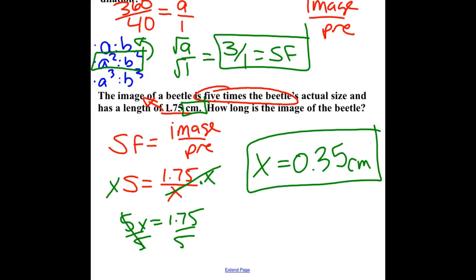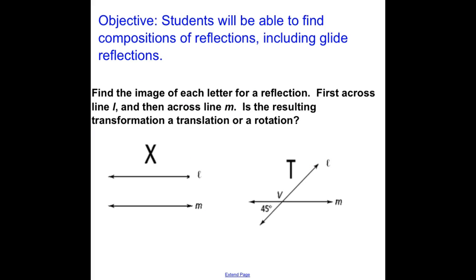Okay, we're getting close to the end here. Last slide. It says students will be able to find composition of reflections, including glide reflections. So it says find the image of each letter for a reflection, first across line L and then across line M. Is the resulting transformation a translation or a rotation?